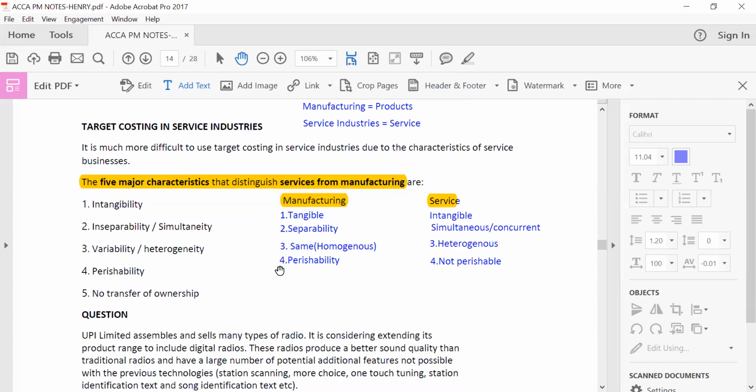Manufacturing companies, their end product can be transferred. Somebody can buy a house and sell that house to another person. So transfer is possible, right? But here, you cannot actually what?